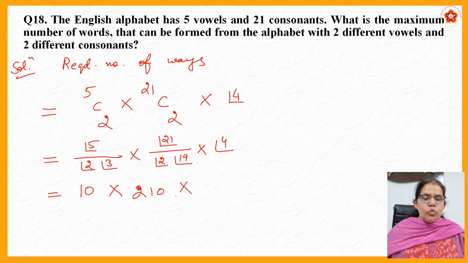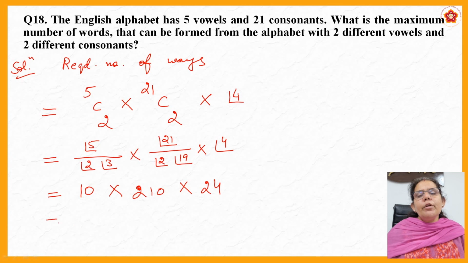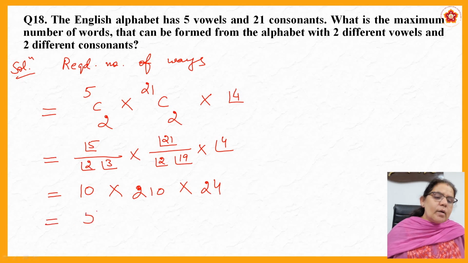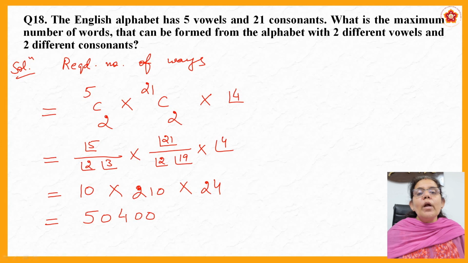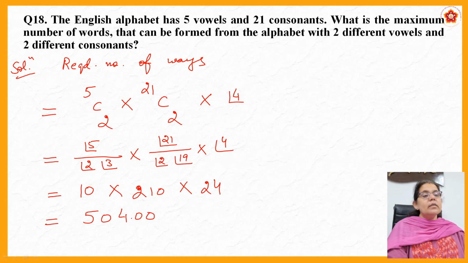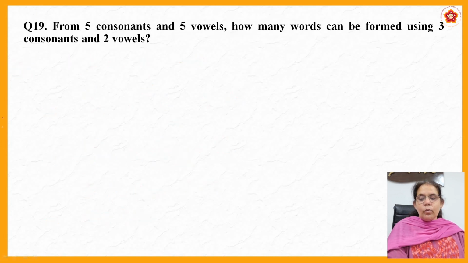This one will come 210. And factorial 4 is 4 into 3 into 2 into 1, which comes as 24. When you multiply it, you will get 50,400. So how many words will we get? We will get 50,400 words.